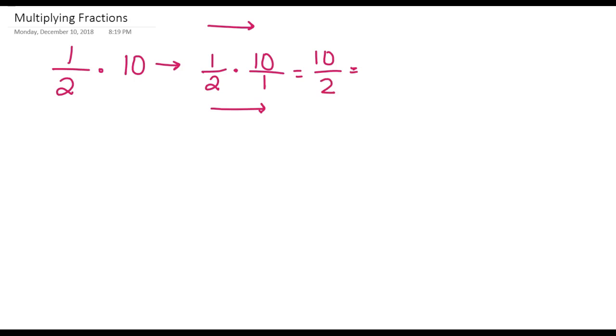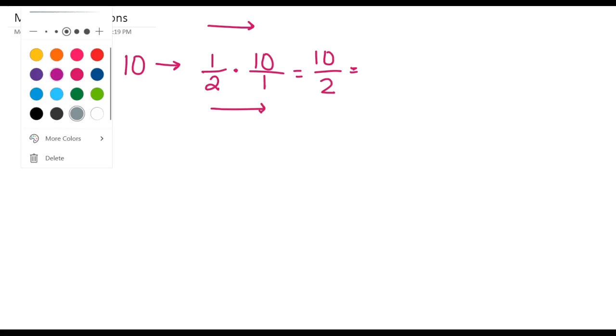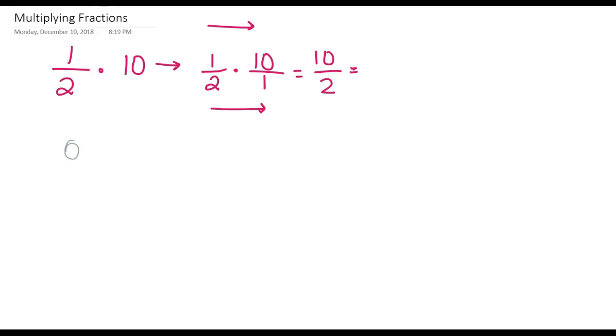And then I ask myself, how many sets of 2 do I have in 10? So to help us out, I'm going to draw. So 1, let's see if I can make that darker. Okay, so 1, 2, 3, 4, 5, 6, 7, 8, 9, 10. And I want to know how many groups of 2 I actually have.